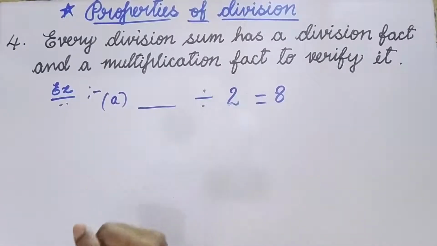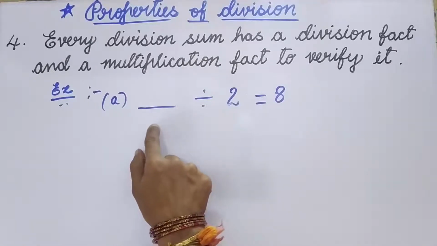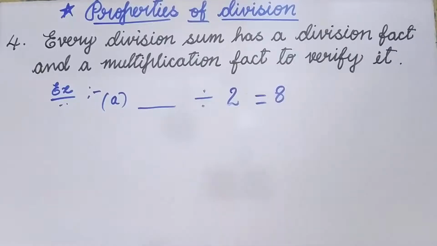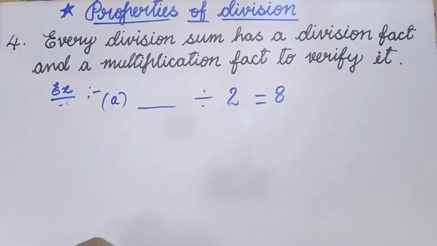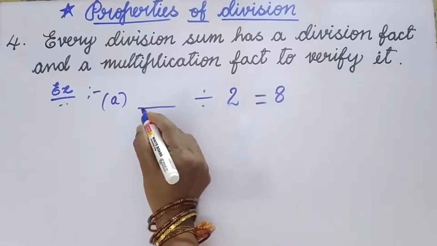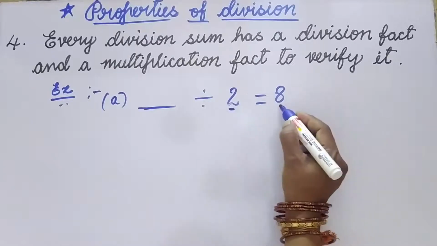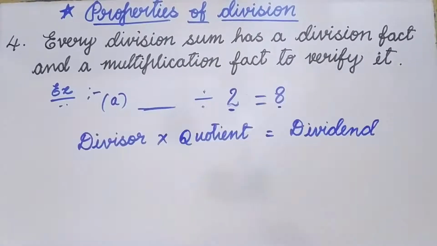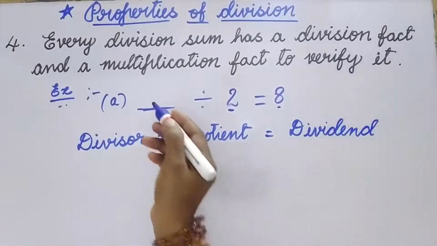So what's missing here? Dividend, correct. To find the missing dividend also, we can apply this property. How? Here we have to apply the multiplication fact. How can it be done? When the dividend is missing, we don't know the dividend, then divisor into quotient will give us the dividend. So apply the multiplication fact here and find out the dividend.